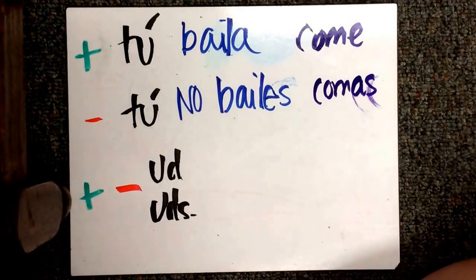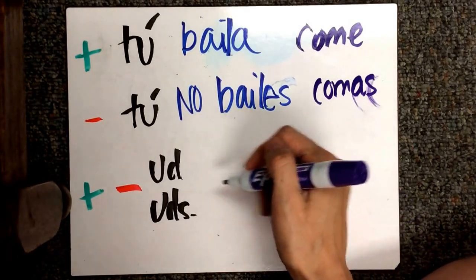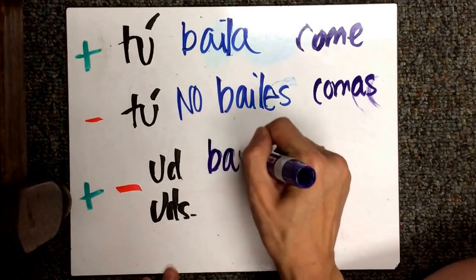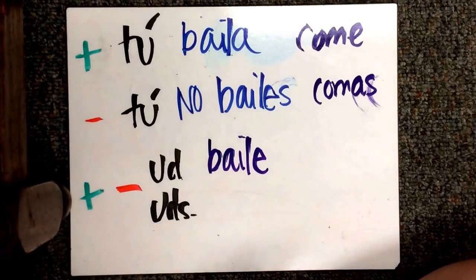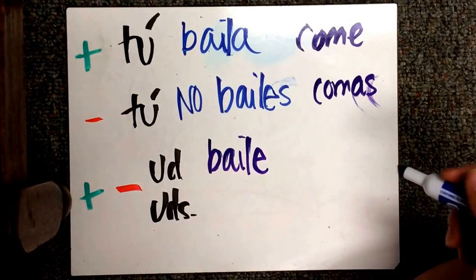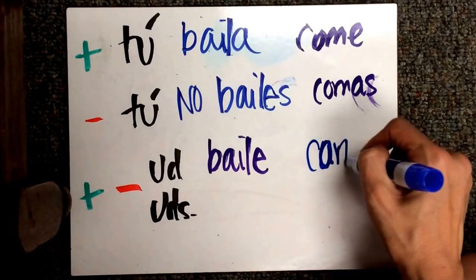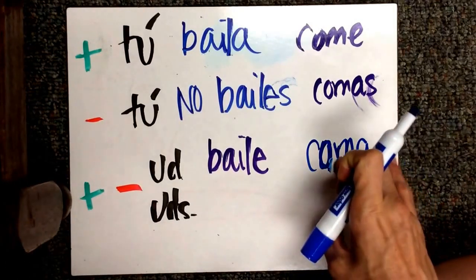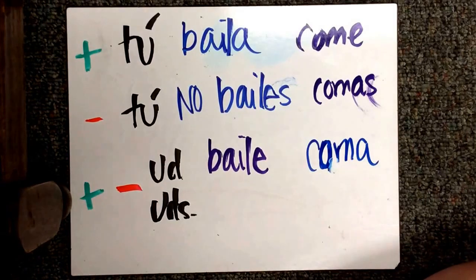For the usted and ustedes commands, it's the same process as the negative tú command. You want to tell your teacher to dance? Great. Baile usted. You want to tell your teacher to eat something? Coma usted. That's an O. Looks like comma. Sorry. Coma usted. If you want to make it negative, all you do is put a little no in front of it.